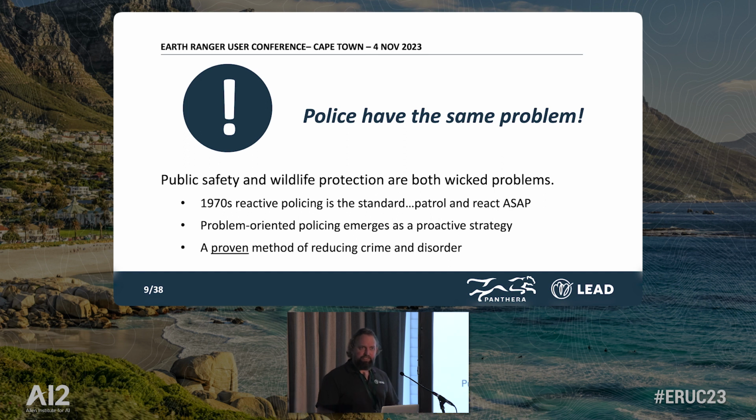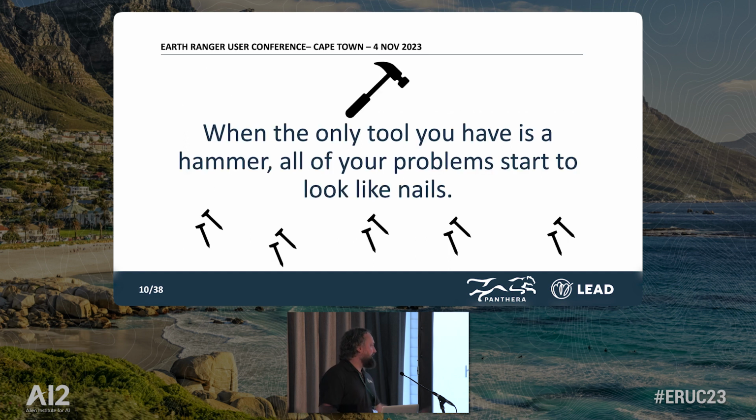So in the late 1970s, a policing strategy known as problem-oriented policing emerges as a way to start being more proactive, also recognizing the limitations of what police can do. And I think this is a quote that maybe one day I'll just have tattooed on my body because I say it everywhere I go. Police are facing the same problem that we are. When the only tool you have is a hammer, all of your problems start to look like nails. If all you have is law enforcement capabilities, you just start treating everything like a law enforcement problem, and that just isn't how the world works.